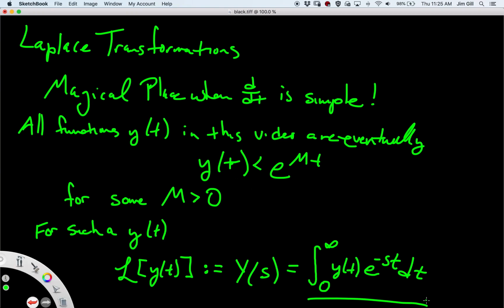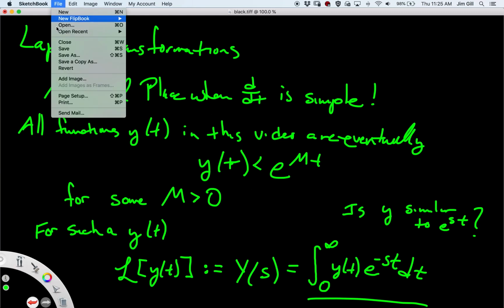What is this thing doing? Well, basically, what it's doing is it's detecting how much the function y is like the function e to the st. This is a quantitative way of showing is y similar to e to the st. That's what it's asking.